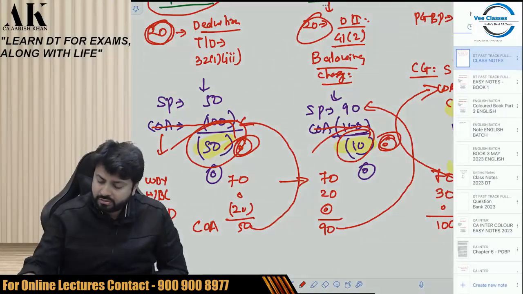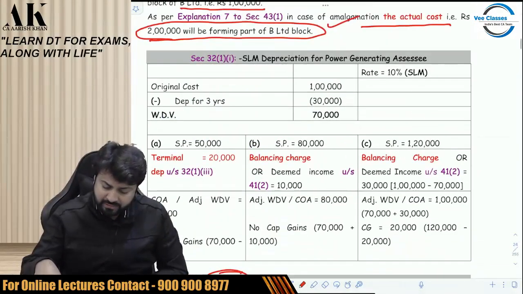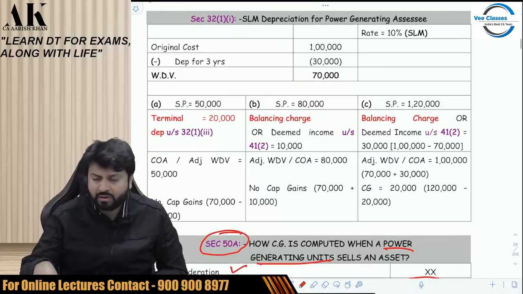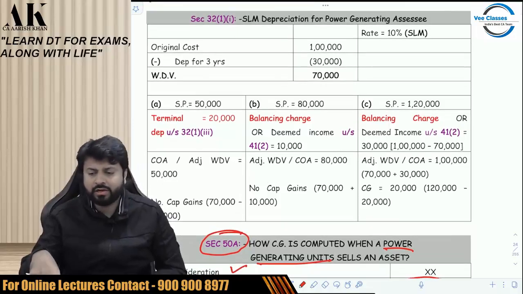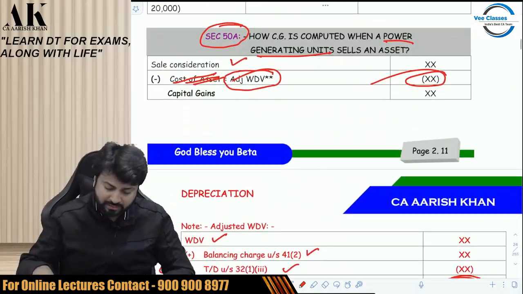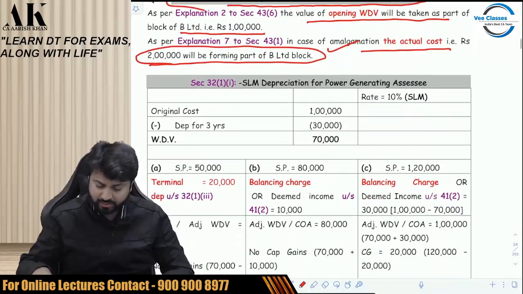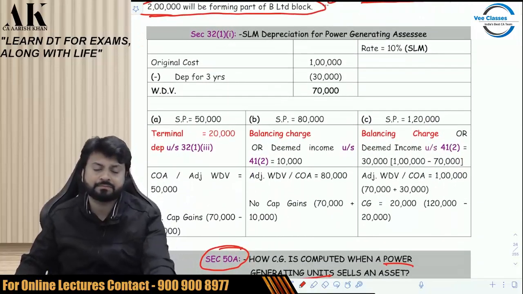Okay. So this is the example which is given here also. You can go through this example if you want. And then we'll go ahead with the next test. So the example is over here. Don't worry. Just go through this example.